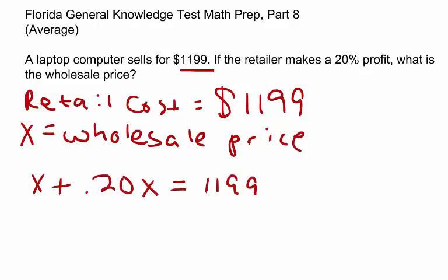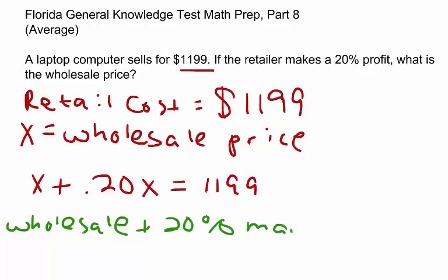So in words, we can think of this as wholesale price plus 20% markup equals retail price.